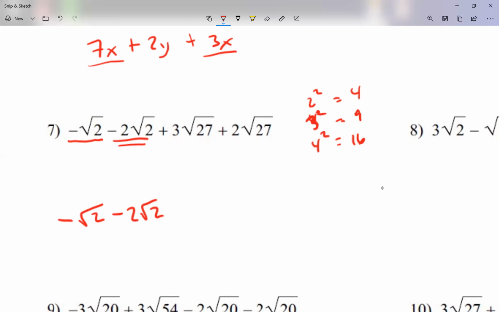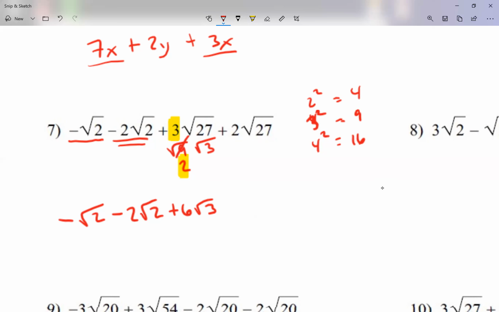My next one, radical 27. Now that one we can simplify. Let me break my radical as 9 times 3. The square root of 9 is 3. Now this 3 with this 2 that was outside to begin with, multiply those. So it's going to give me plus 6 radical 3. And radical 3 we cannot simplify.